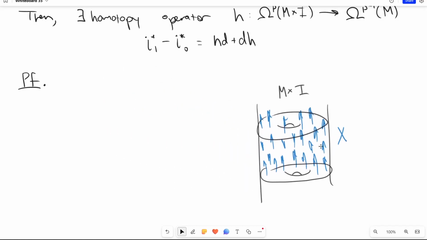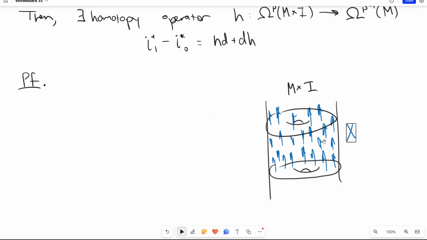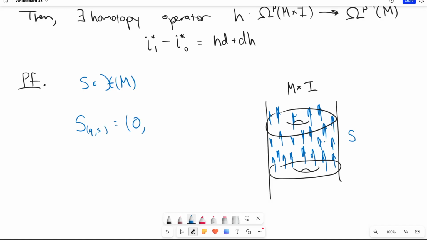So here's our situation. We have M times I. In my notes, I've been using not the letter X but the letter S for this vector field. So we define this vector field S in X of M times I, and we define S in the following way. We say S at a point (q, s) is just equal to 0, so nothing in the manifold direction, and then there's going to be a partial in s in the vertical I direction.